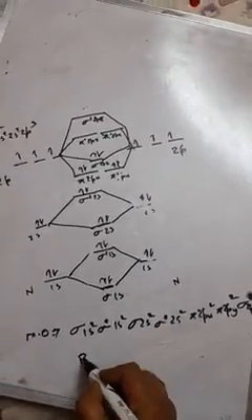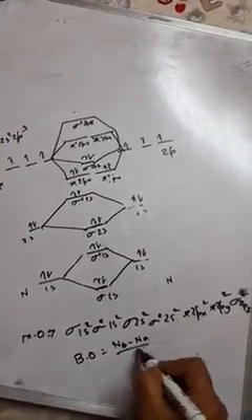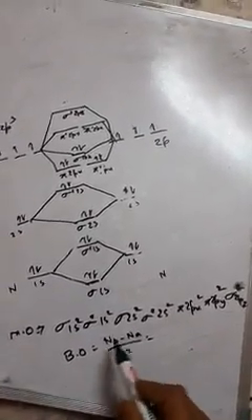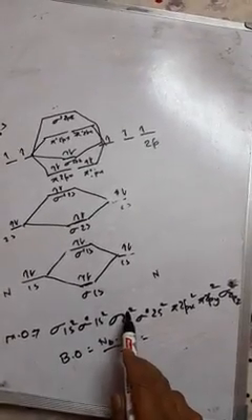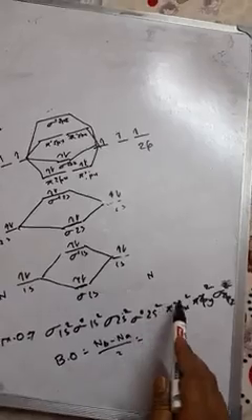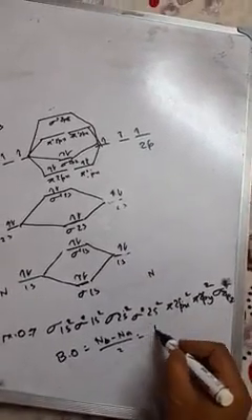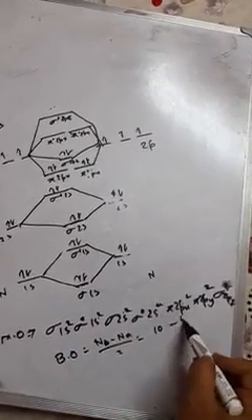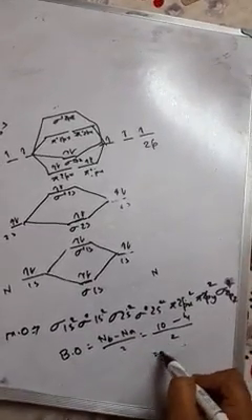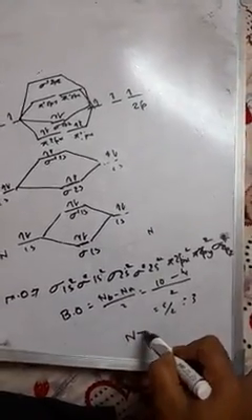Bond order is Nb minus Na by 2. How many bonding electrons? 2, 4, 6, 8, 10. These last three are all bonding. So 10 minus antibonding, 2 plus 2 is 4, by 2. 6 by 2, that is 3. So in nitrogen, there is a triple bond.